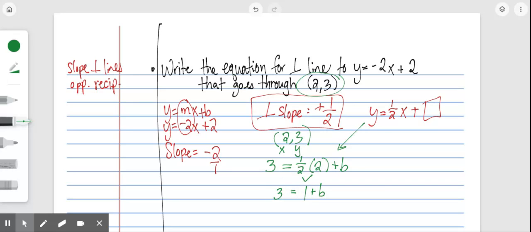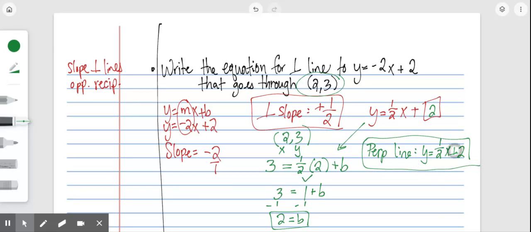Okay, and then I solve for b. So I subtract 1, 2 equals b. So then in this equation, I write a 2. So the perpendicular line is y equals 1/2 x plus 2. And that line will go through the point, and it'll be perpendicular to the original line.